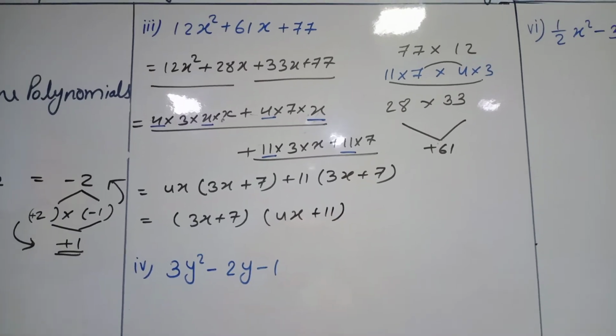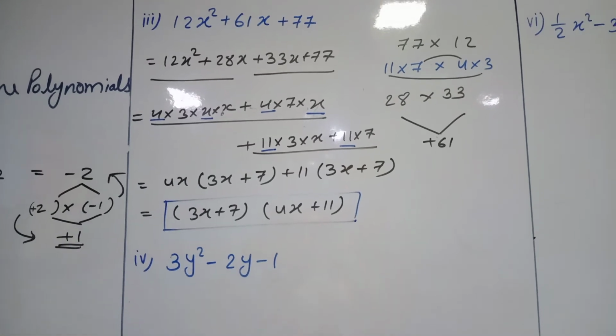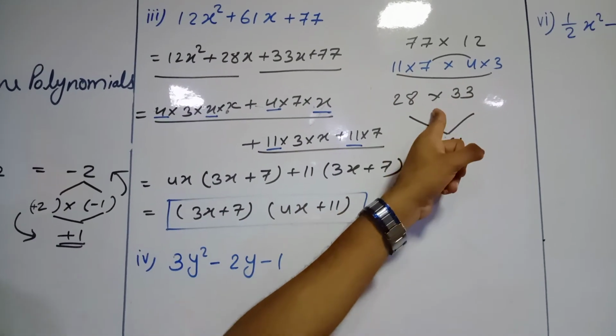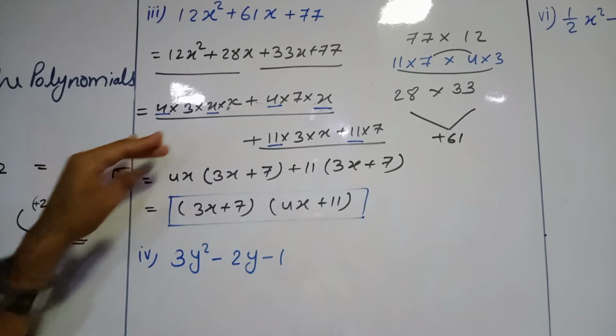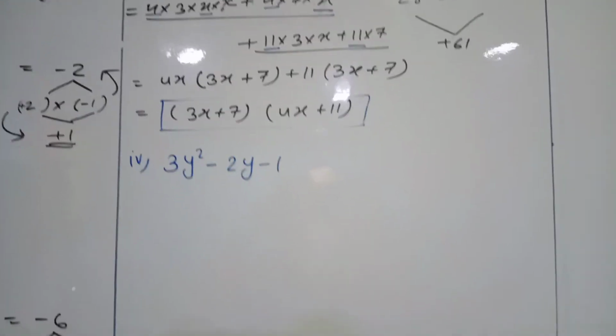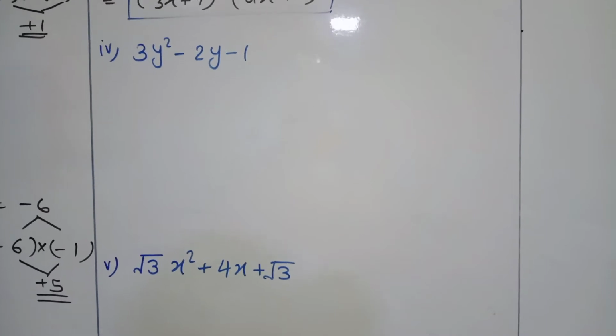So this way we got our final answer. If you have a bigger number, we can do the factorization of each term and make the pairs according to what we want in the answer. According to that, we can also solve our sums. Now come to the next sum, that is 3y square minus 2y minus 1.